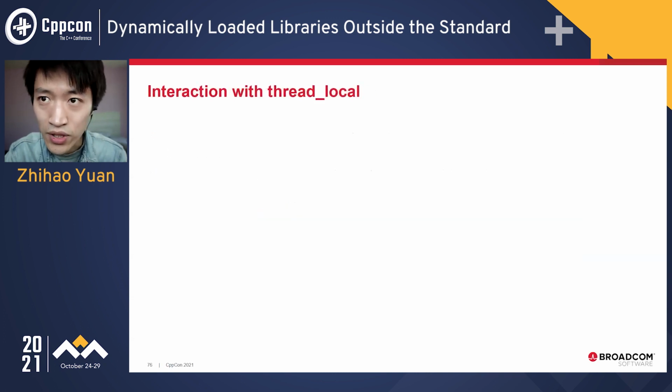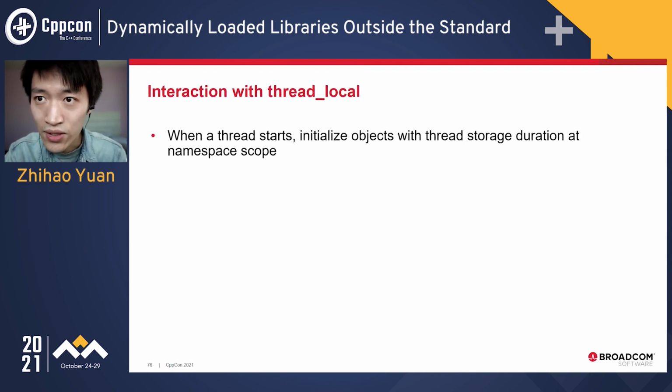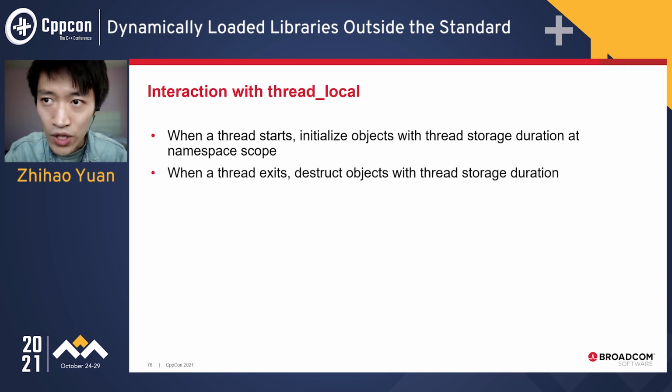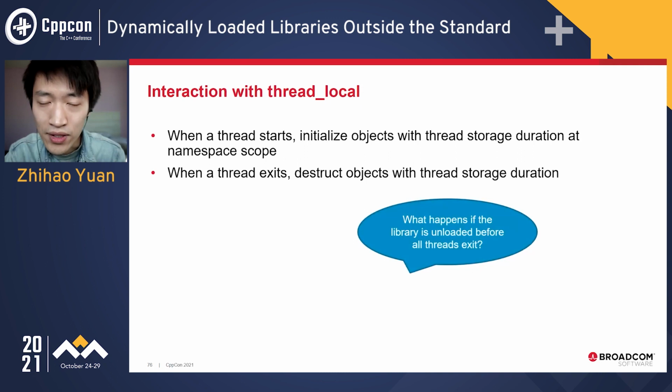As a kind reminder, the loaded libraries are reference counted. Now, here comes the thread local, and how it interacts with this. Ideally, when a thread starts, we initialize the objects with thread storage duration and namespace scope. And when a thread exits, we destruct the objects with thread local storage. Now, here comes the dark zone. What happens if the library is unloaded before thread exit?